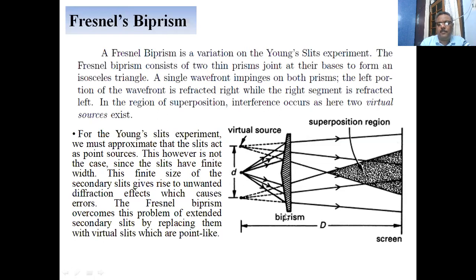In constructing this isosceles triangular biprism, this angle and this angle are very small, while this angle is an obtuse angle. This angle is about 179 degrees, and these two equal angles are half a degree each. So by looking from a distance, you will not be able to distinguish between the biprism and a simple glass plate. Only a small line is visible here.